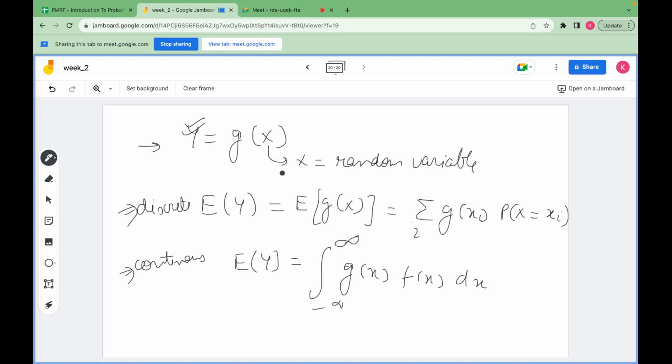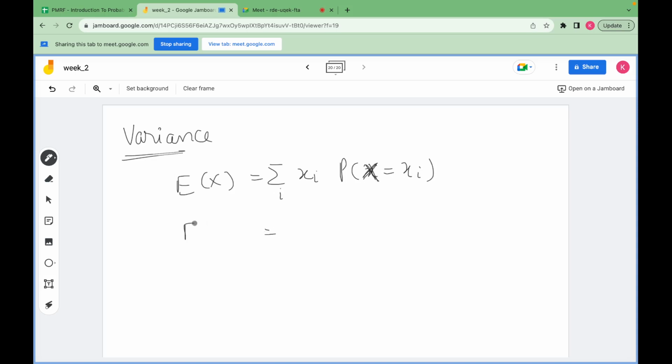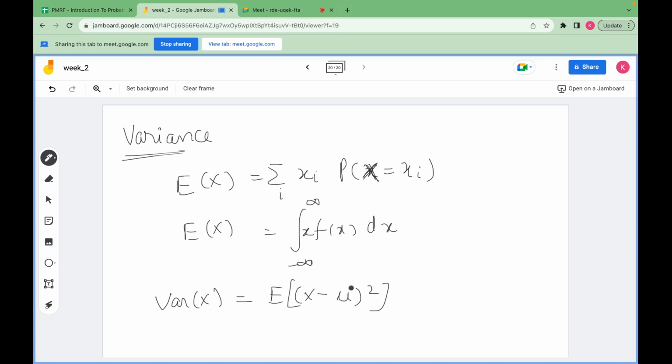So this is for the mean. Similarly, there is another thing which is the second moment, which is variance. The expectation was the summation of xi p, and for continuous it was the integral of x fx dx from minus infinity to infinity. Now the variance is the expectation around the mean. This is the moment around the mean value, which is mu.